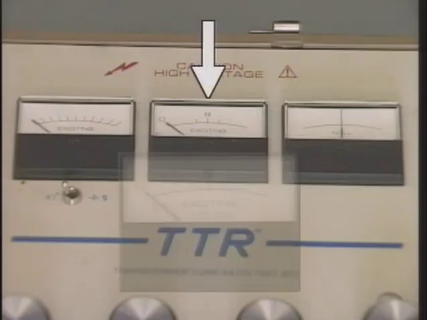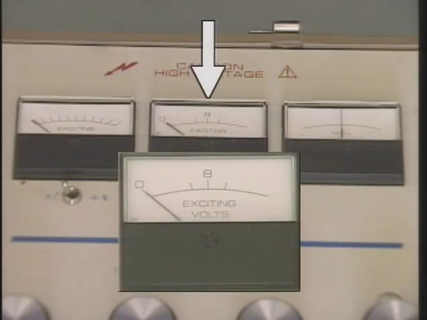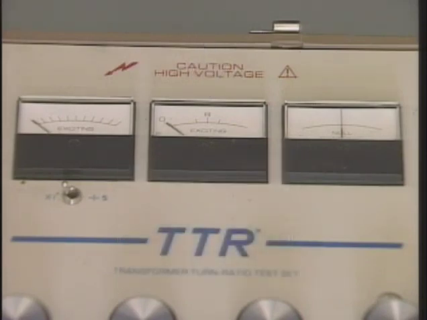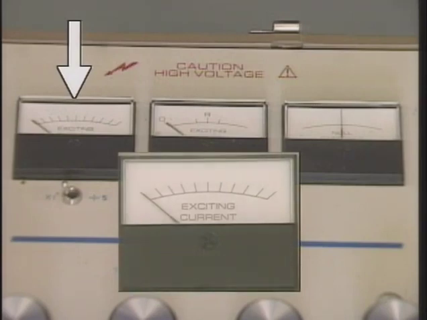The middle meter is a voltmeter, which indicates the voltage that's applied to the low voltage windings of the power transformer and the reference transformer. The desired test voltage is typically 8 volts. The meter on the left is a current meter. It indicates if the output current of the power source is flowing through the exciting leads of the test set to the low voltage windings of the transformers.